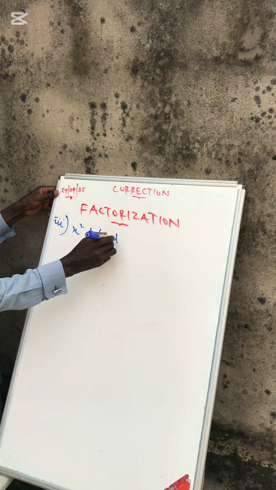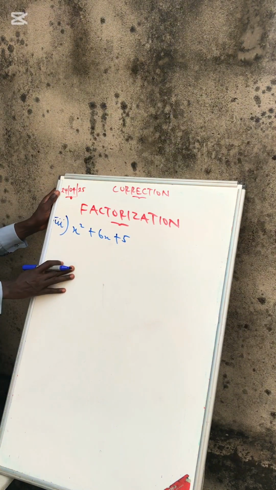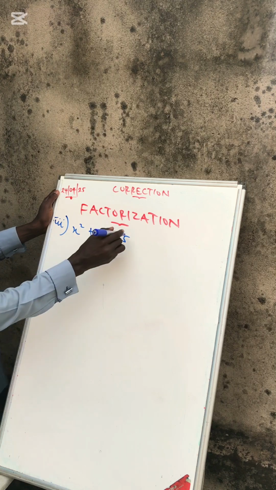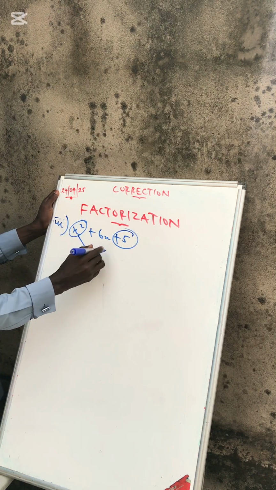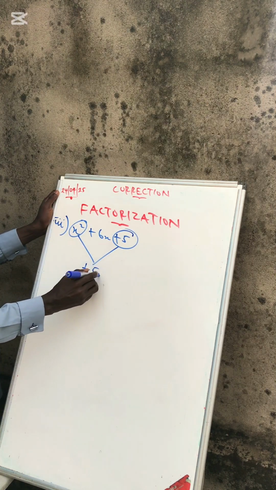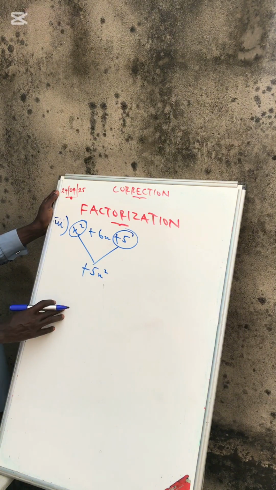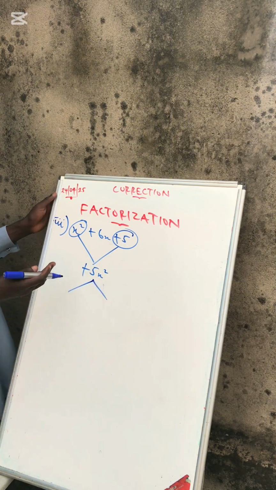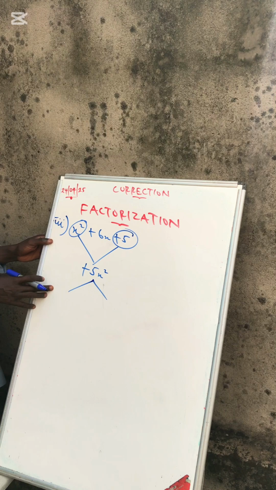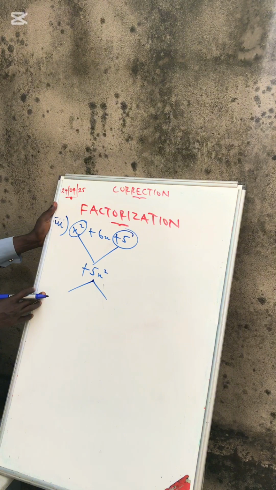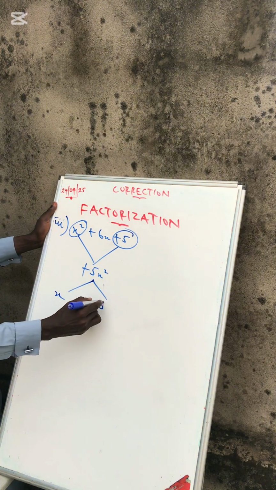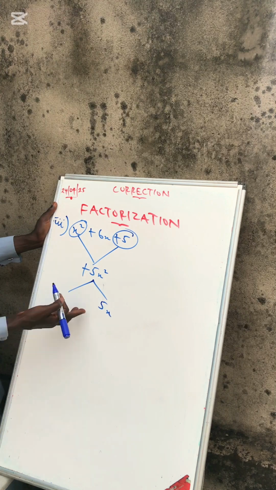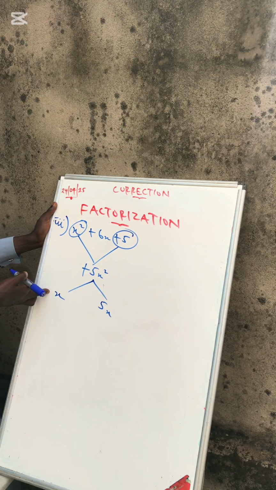X squared plus 6x plus 5. Look up. Look at that. Plus 5 times x squared. What does that give us? That's plus 5x squared. So what do we multiply to get 5x squared and add to get 6x? 1 and 5. So that's 1x, which is x, and 5x. Plus x plus 5x. If I don't write plus, it's the same as plus.